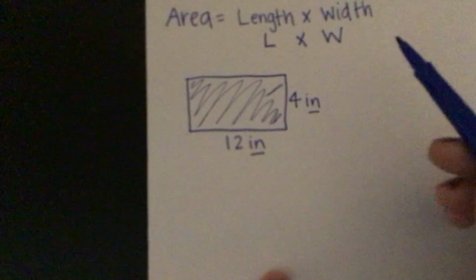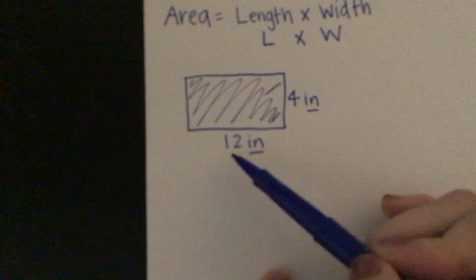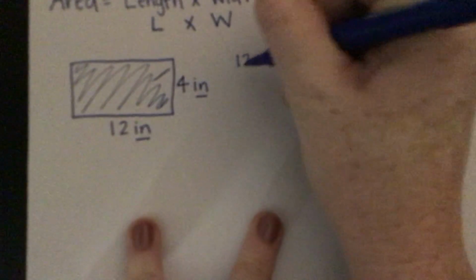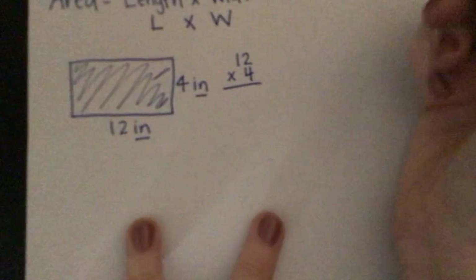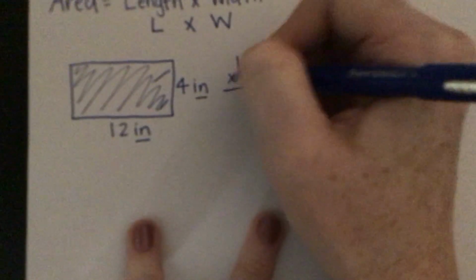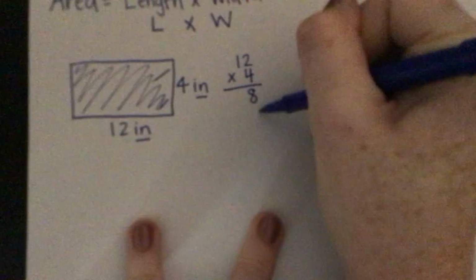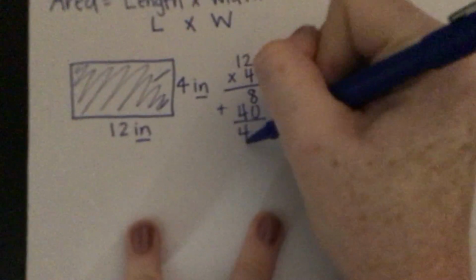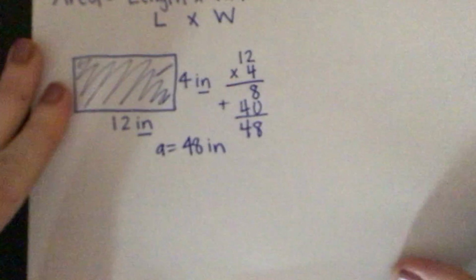So if our formula is length times width, that means we are going to multiply 12 times 4. If you know your multiplication facts, you should be able to do this in your head, but if you don't, it's easy to stack. 4 times 2 is 8, and then 4 times 10 is 40, meaning that our area equals 48 inches.